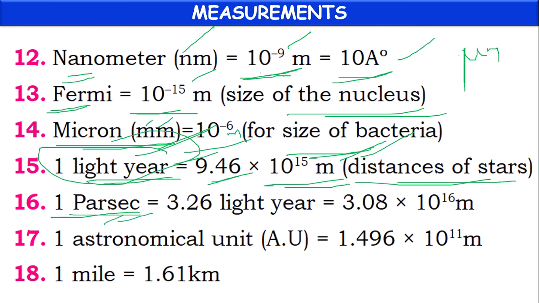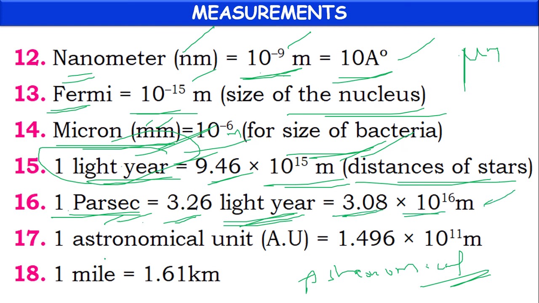1 parsec means greater than light year. It is equal to 3.26 light year, used to measure astronomical distances, means very long distances. Parsec, 3.08 into 10 power 16 meter.